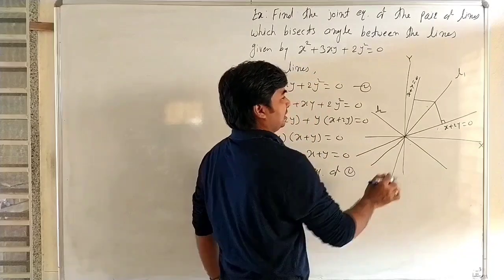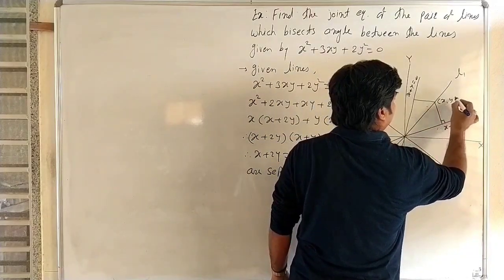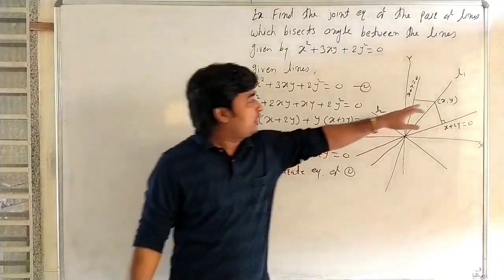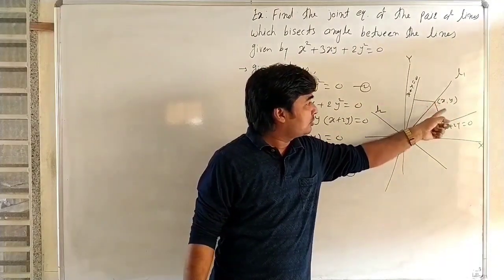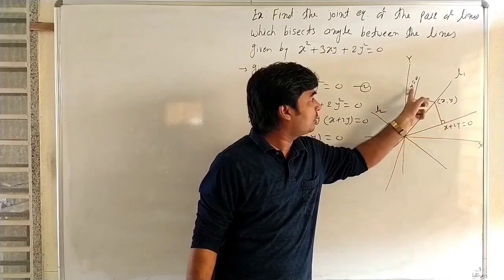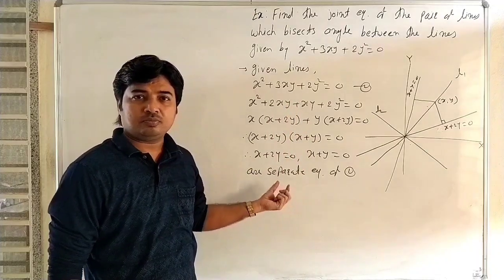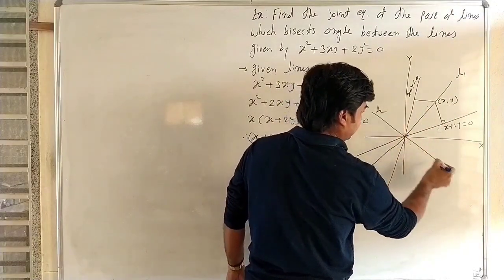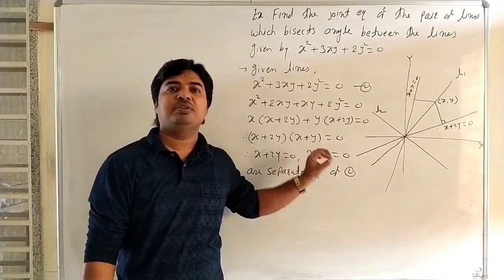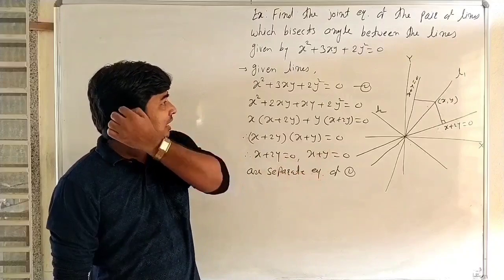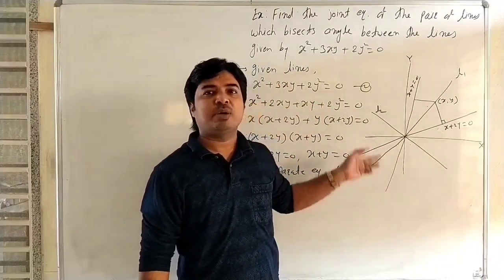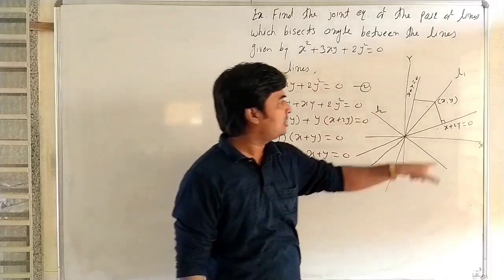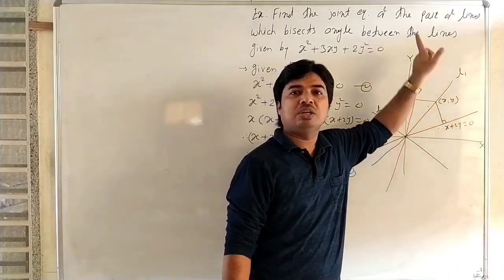Now, by the angle bisector theorem, let the point be x comma y. That means x comma y is equidistant from the two lines. Then it is a point on the angle bisector. Then we use the distance formula, the distance of a point from a line, and both are the same, then we get the combined equation. Why? It is a point on L1 and it is a point on L2. We want to find the combined equation of lines L1 and L2. That means every point on lines L1 and L2 satisfies the required combined equation. That means this point x comma y satisfies the required combined equation.